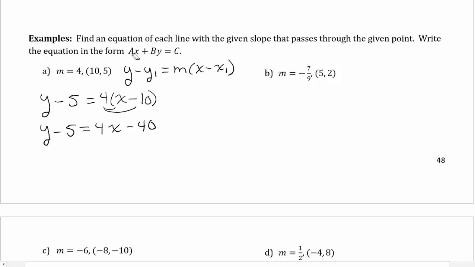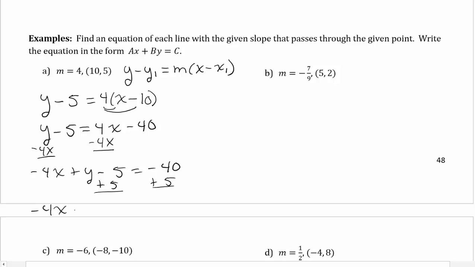And we want it in this form, ax plus by equals c. So we need both of the terms with variables on the left and the plain old number on the right. So I am going to subtract 4x from both sides. That will give me negative 4x plus y minus 5 equals negative 40. And then we want to add 5 to both sides. So we get negative 4x plus y equals negative 35.